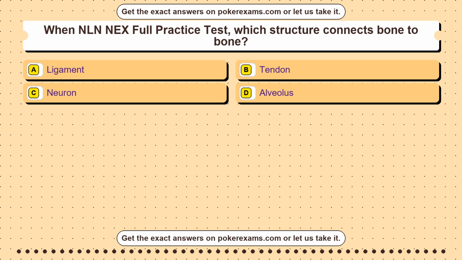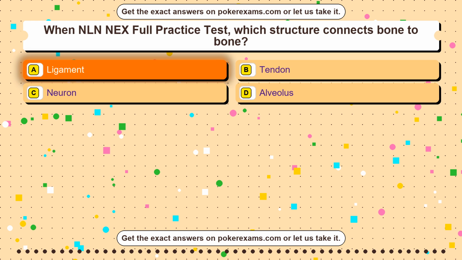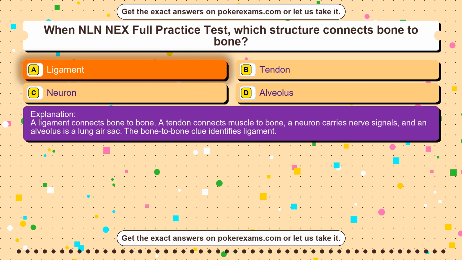Question 49. When get functions practice, which idea is protected by checks and balances? Option A. No branch has unlimited power. Option B. One branch controls all laws. Option C. Courts write every law. Option D. States have no role. The correct answer is option A. No branch has unlimited power. Checks and balances prevent any one branch from gaining unlimited power. The other choices concentrate power or misrepresent the system. U.S. civics questions often ask about separation of powers.